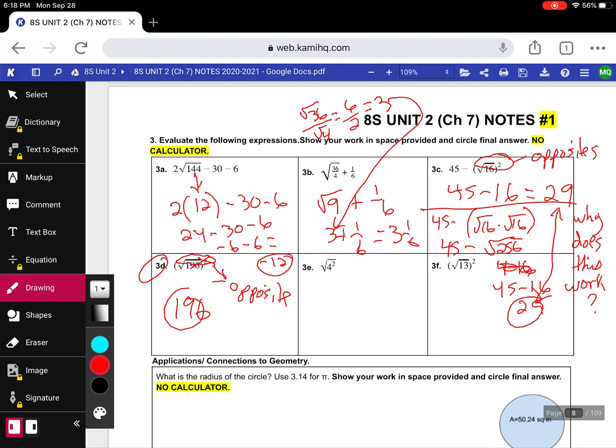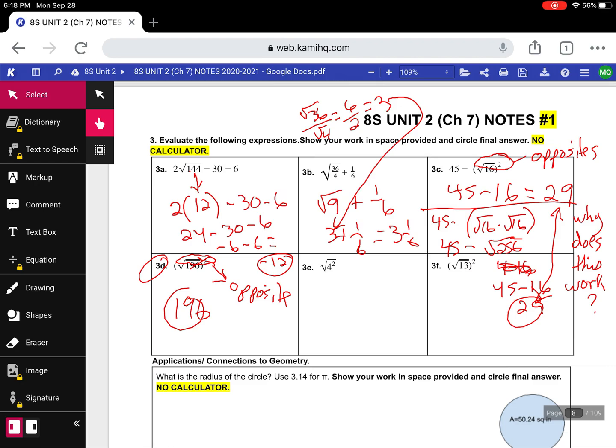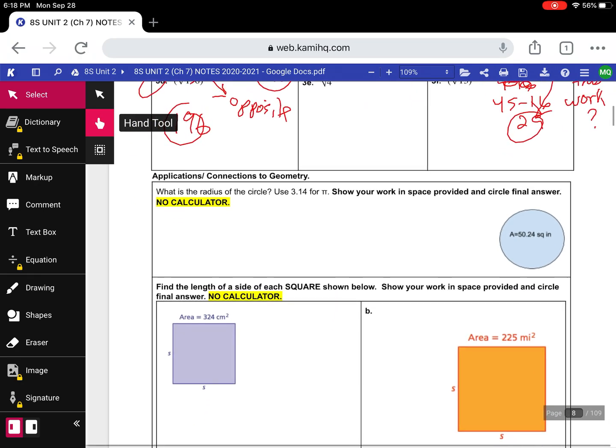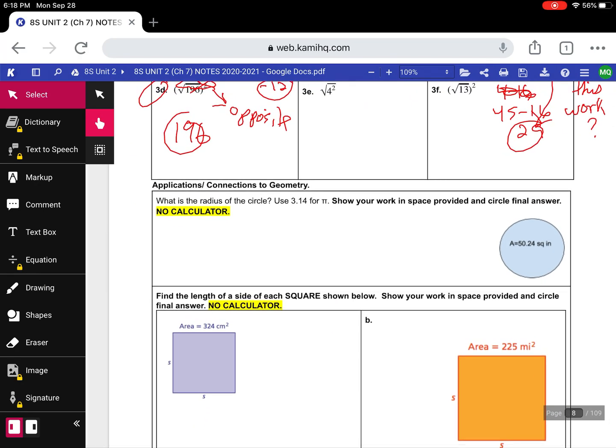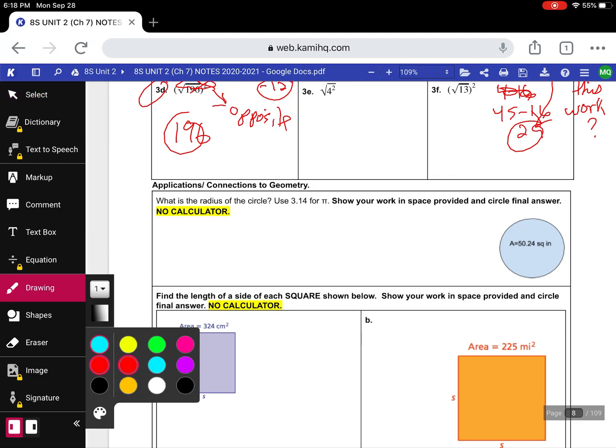Which is pretty simple once you get the hang of it. Okay, moving right along, we're going to go down to some applications. What is the radius of the circle? Use 3.14 for pi. Show work. Okay, so what we're going to do is figure this out. What is the radius of the circle?